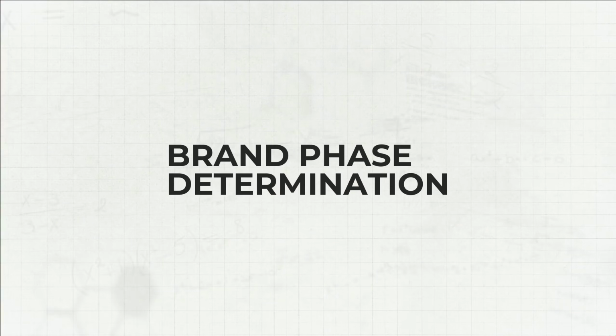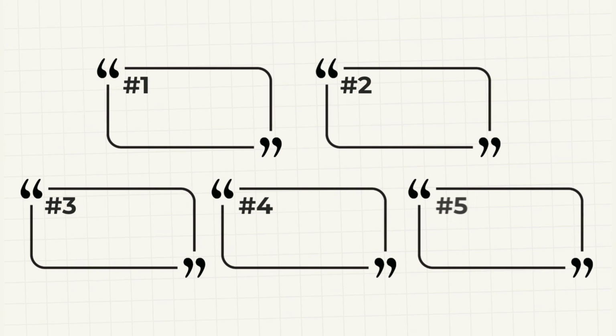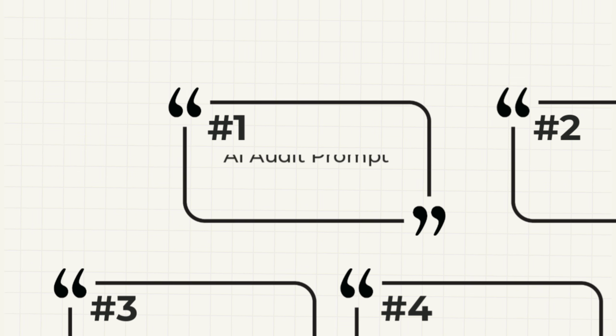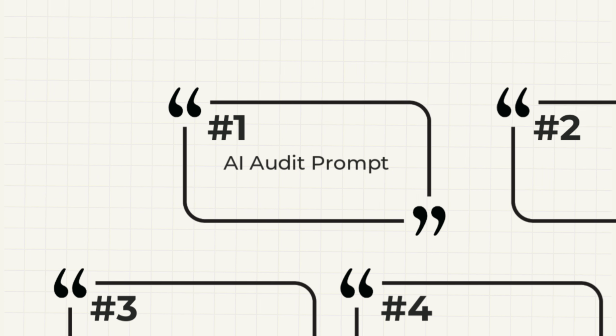Now the question is, how do you actually know which phase your brand is in so that you can implement the right strategies? Let's talk about that. To determine which phase your brand is in, we recommend running a quick 5 signal diagnosis before you implement any strategy. The first signal is the AI audit prompt. The goal is to know what the AI models know about your brand.